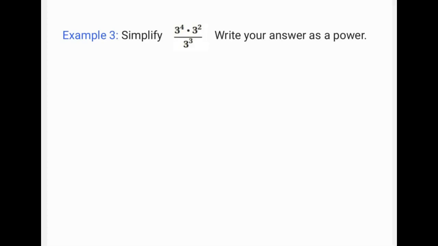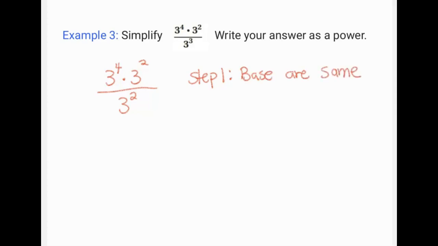In example 3, we're going to simplify 3 to the 4th power times 3 to the 2nd power, all divided by 3 to the 3rd power. We are applying our examples 1 and 2. My step 1 would always be to look at your bases and make sure that the bases are the same. If the bases are not the same, then you cannot apply any of these rules.